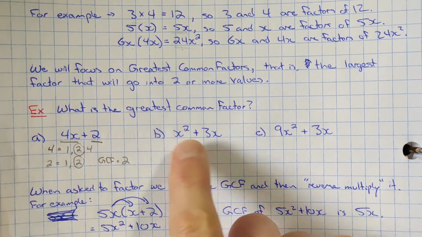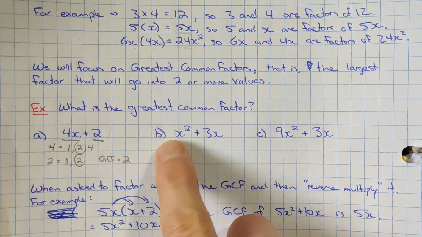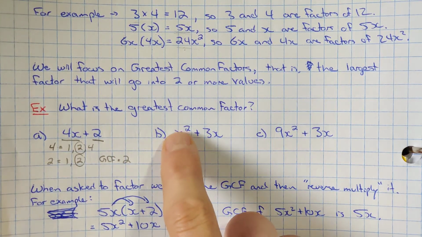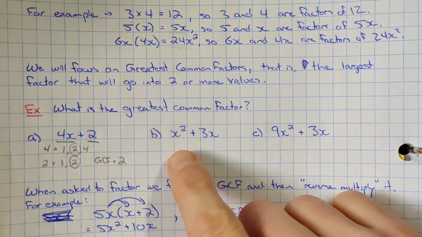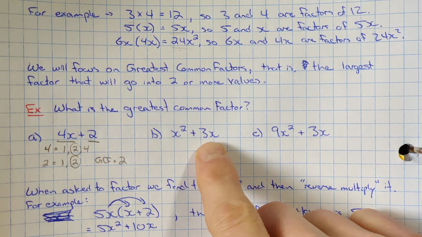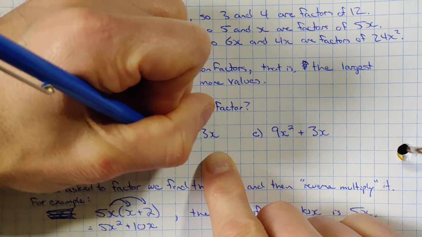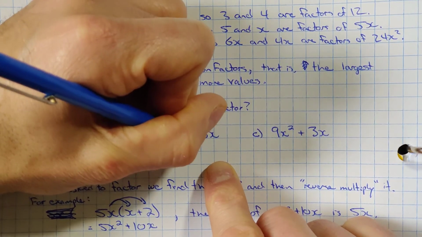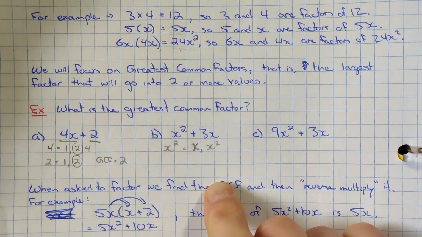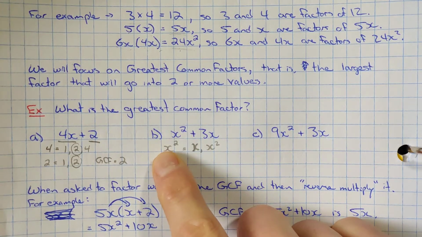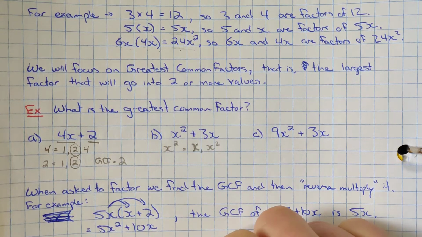If we jump over to here, we have x squared plus 3x. So they don't have numbers that are common because this one's just a 1, and we usually work with the 1. But they both have an x. So factors of x squared are x and x squared. You can divide x squared by x and you'll just get x. You can divide x squared by x squared and you'll get 1.